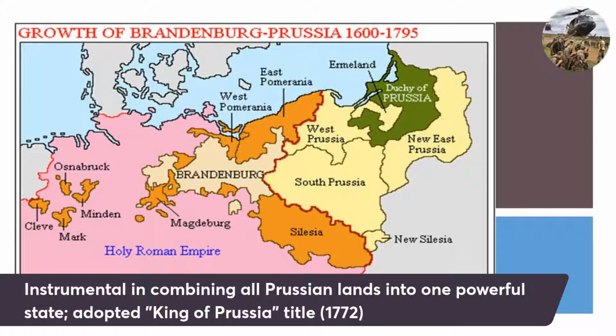the previous two rulers, Frederick I and Frederick William I, were known as King in Prussia, because Prussia was, you remember, that East Prussian province above Poland, but didn't include Brandenburg. So he's going to combine all that together into basically one state overall.